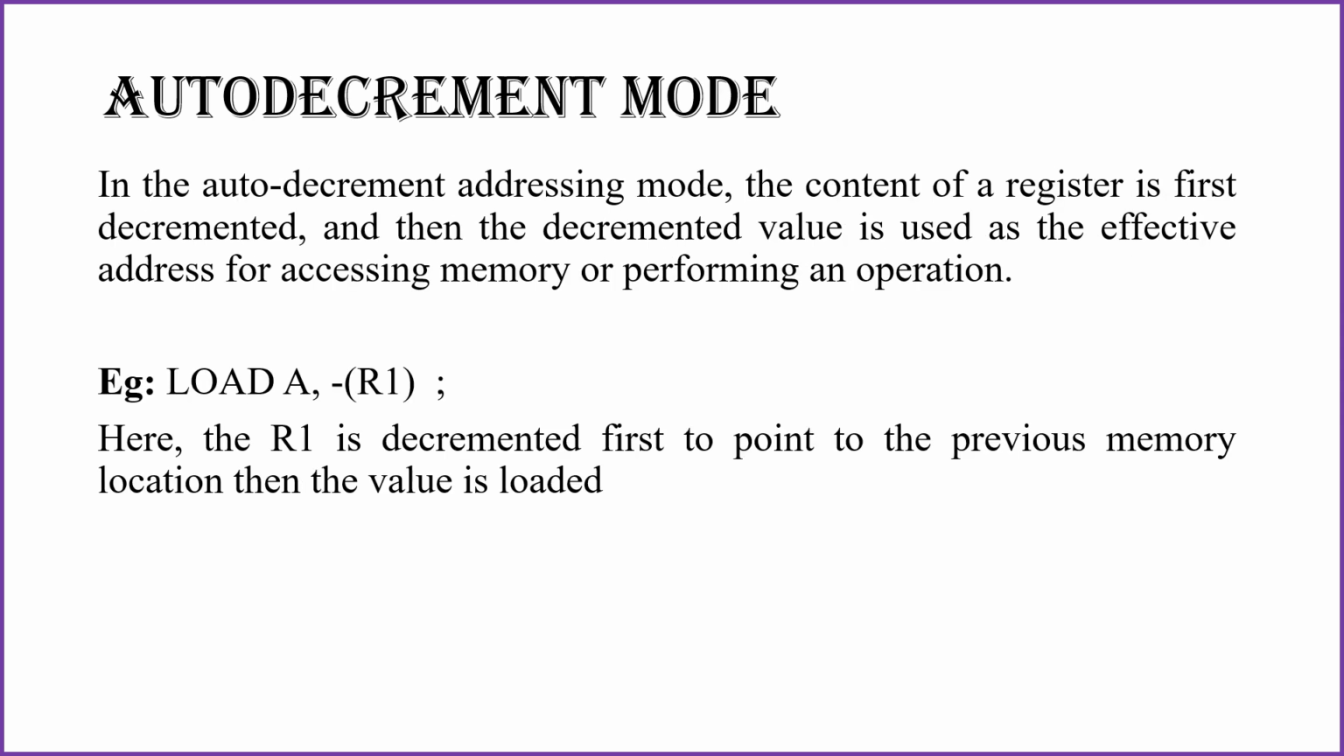Next, we have the auto decrement mode. In the auto decrement addressing mode, a register holds the memory address of the operand. Before accessing the operand, the CPU automatically decreases the register value to point to the previous memory location. This is useful for processing the data in reverse order, like reading the elements from the end of an array. And the example instruction is load A, minus R1. The CPU first decreases R1 to point to the previous memory location. Then it fetches the value from that memory location into A.